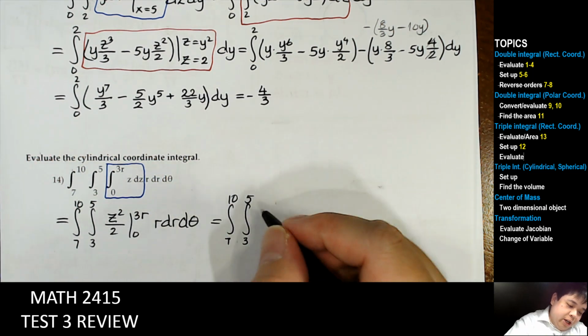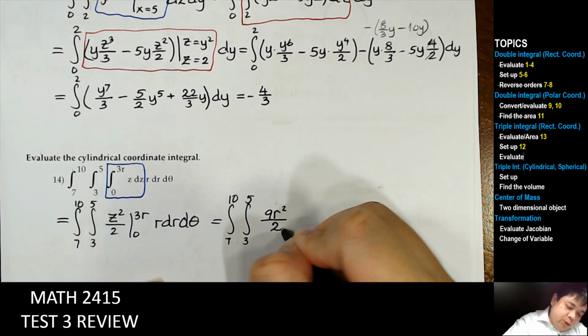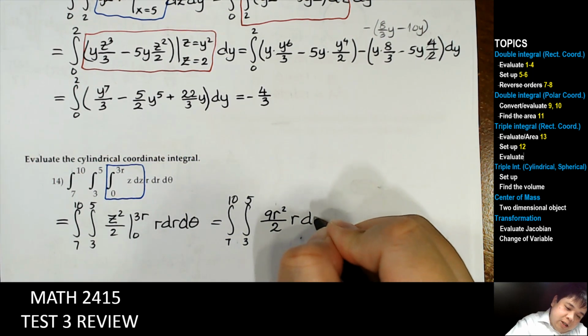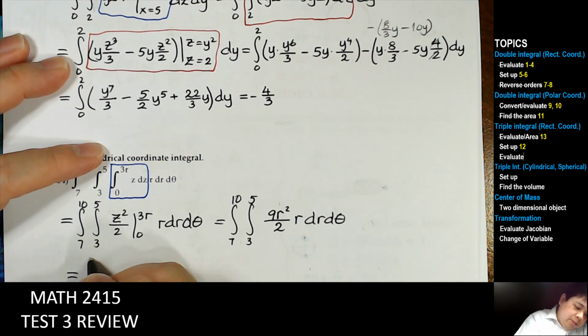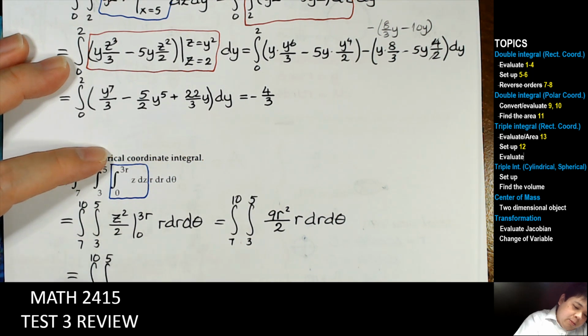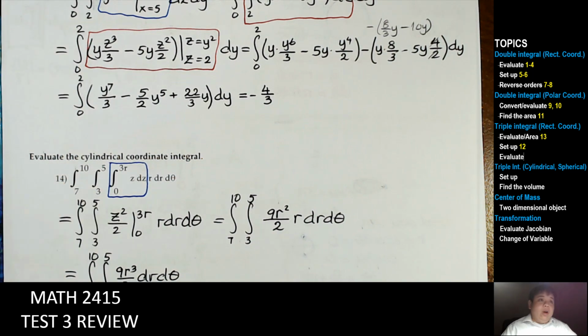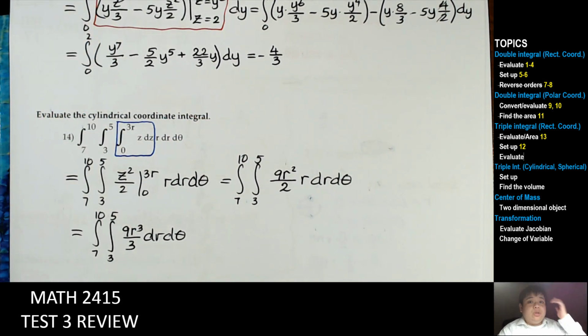Put 3r in here, we have 9r squared over 2. That's it. 0 gives us nothing. And then times r dr d theta. And that gives us 9r cubed over 3 dr d theta. Originally it has the variable limit, so we cannot use Fubini's theorem.